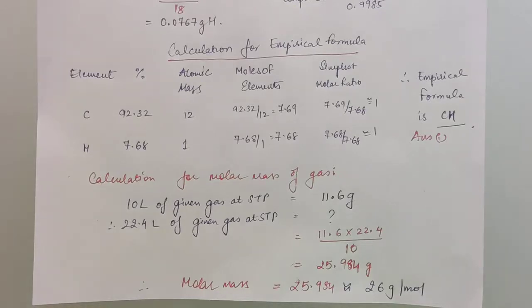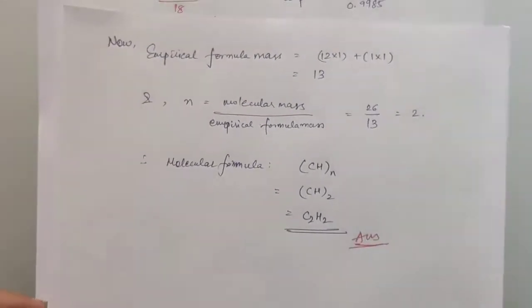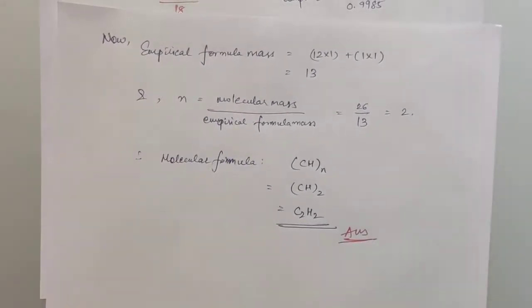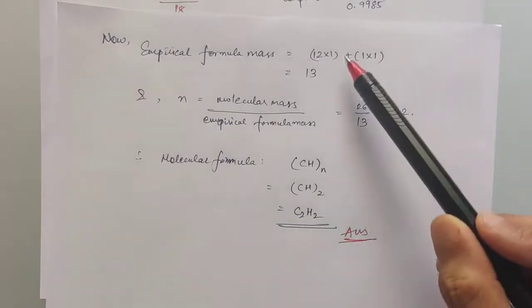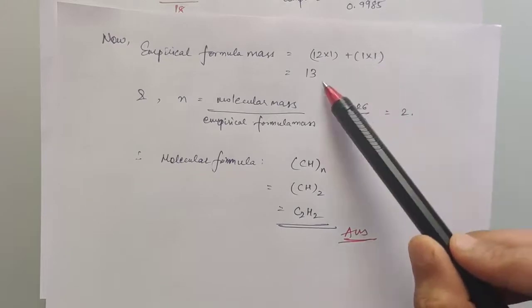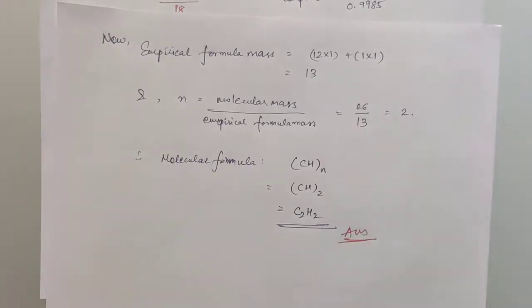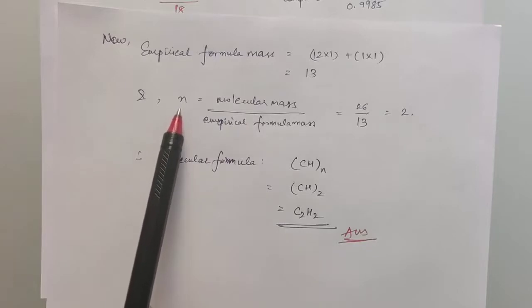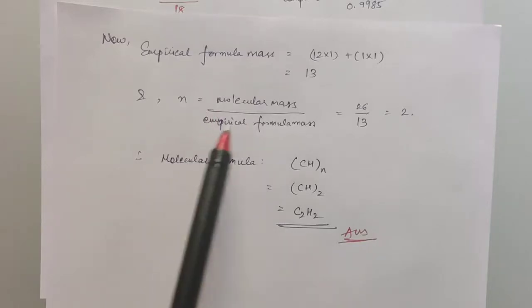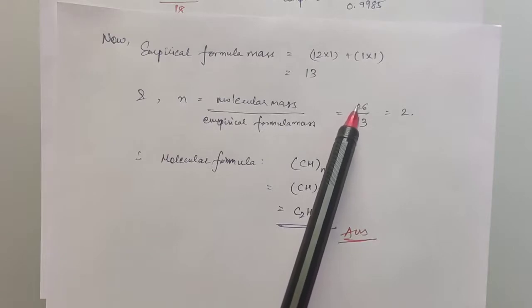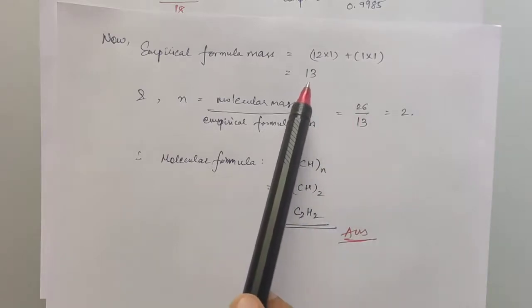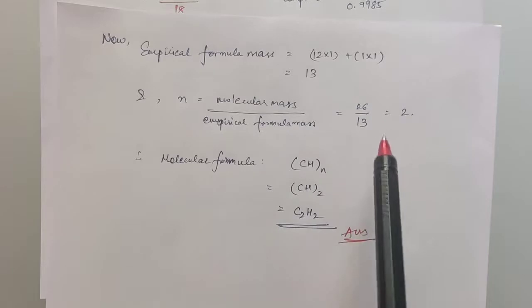Now you have got the empirical formula, you have got the molar mass of the gas. So the next step obviously is nothing but your empirical formula mass. Remember, students, so over here right in front of you on the screen, the empirical formula mass, students, will be, what was the formula, CH. So the mass will be 12 into 1 plus 1 into 1, which is equal to 13. And the calculation of n, what was n, students? Remember, molecular mass upon empirical formula mass. Molecular mass we got approximately is 26 and empirical formula mass from above we got 13. So 26 by 13 is 2.